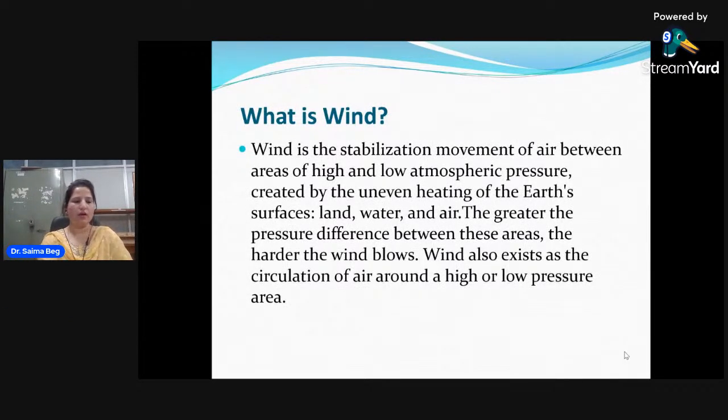First of all, I would like to tell you what wind is. Wind is the stabilization movement of air between areas of high and low atmospheric pressure, created by the uneven heating of the Earth's surface, that is land, water, and air. The greater the pressure differences between these areas, the harder the wind blows. The wind also exists as a circular flow of air around the high and low pressure areas.